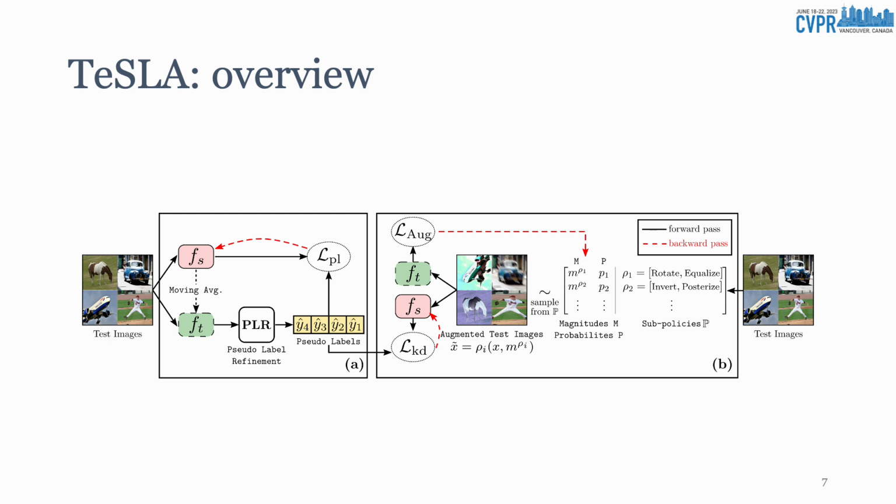Our TTA framework has two parts. In part A, we propose a new test time objective which performs teacher-guided mutual information maximization. In part B, we perform knowledge distillation from the teacher to the student on automatic adversarial augmentations, which are learned simultaneously in an online manner.